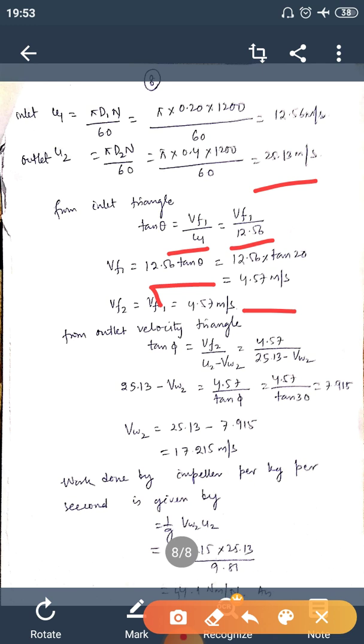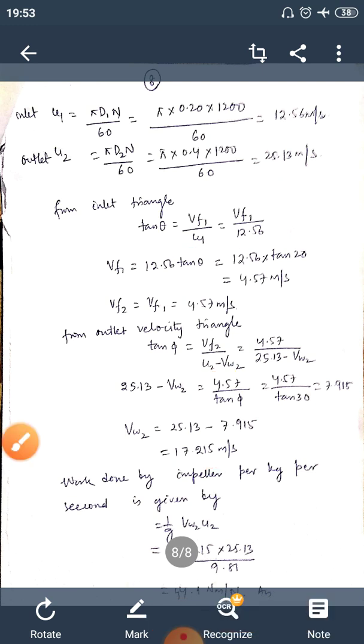From the outlet velocity triangle, tan phi is equal to Vf2 divided by (U2 minus Vw2). From that we get Vw2 is equal to 17.215 meter per second, and work done is given by the formula 1 by g Vw2 U2. From that, work done is equal to 44.1 Newton meter per Newton. And this is about centrifugal pump. You have to practice the problems.